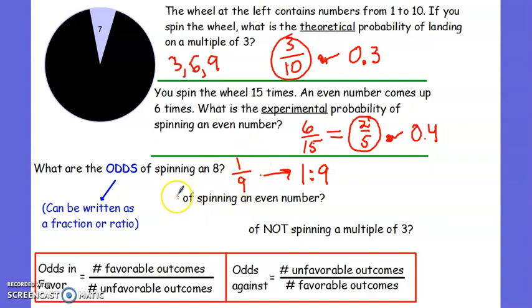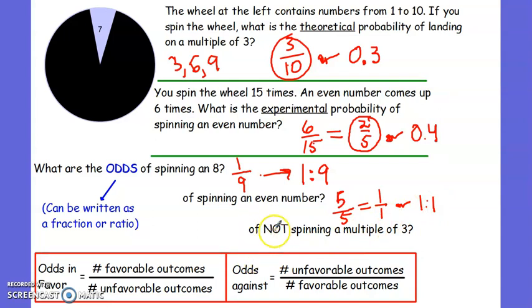So again, the odds of spinning an even number, well, half of the numbers on our spinner are going to be even, right? 2, 4, 6, 8, and 10. So again, there's going to be 5 even numbers that we want. There's going to be 5 odd numbers that we don't. Or basically, this becomes 1 over 1, or 1-to-1 odds.